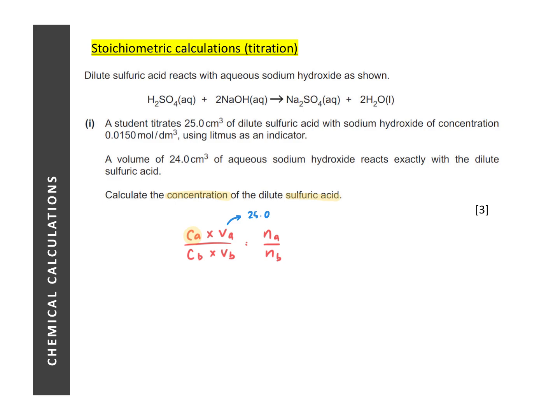Concentration of base is given, which is 0.015, and the volume of base is your titer value, so 24 centimeter cube. Once again, there's no need for you to convert to dm cube. Now, how about Na over Nb? Na over Nb is actually the ratio of the coefficient for your acid and alkali. For this question, the equation is given to you, and we can see from the balanced chemical equation that the coefficient of acid to alkali or base is 1 over 2.